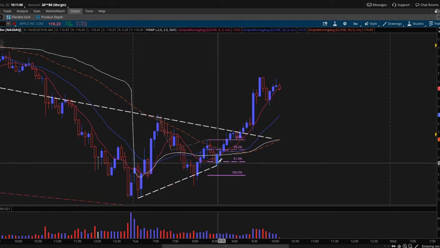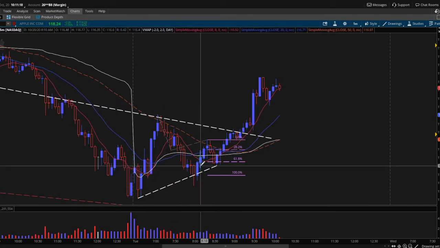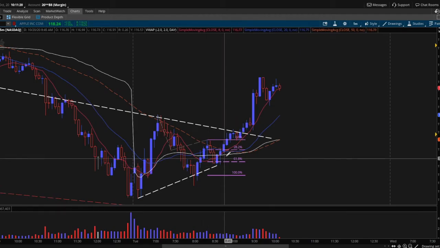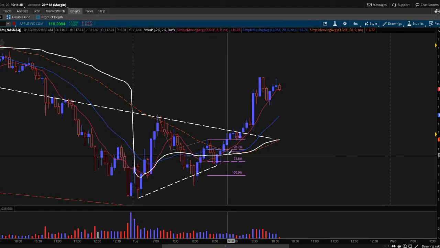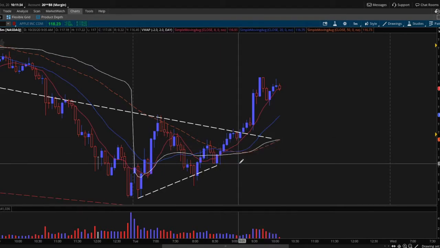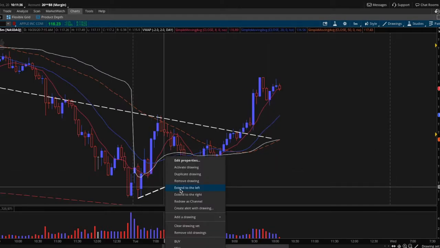So this could be considered a safe entry because we have 3 times coming down to a higher low, plus your 8-day moving average is converging on your 20-day moving average, and our VWAP friend is pointing up. So now that you've determined a safe entry, what do you do with it?